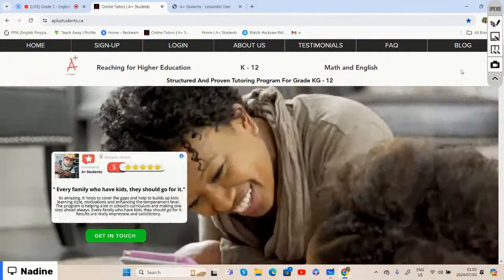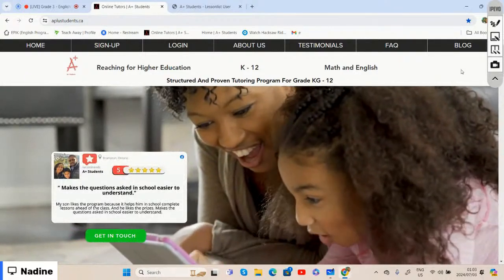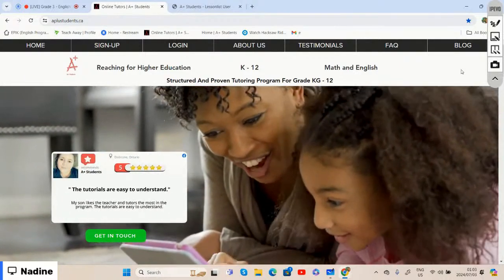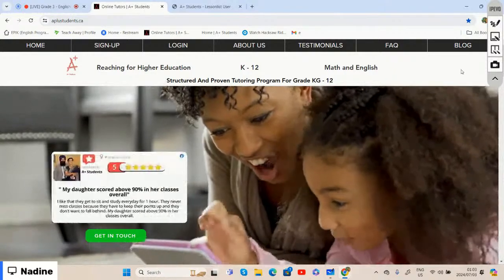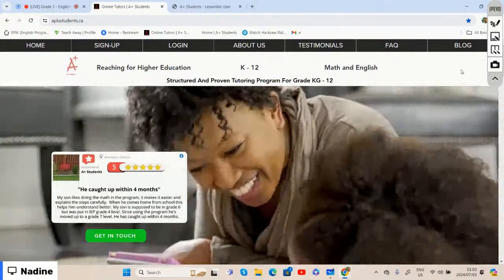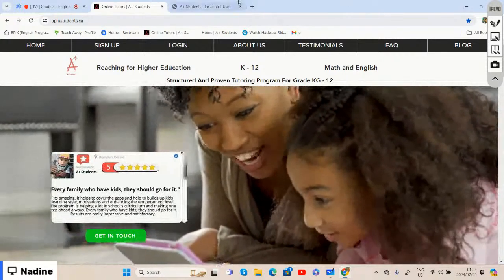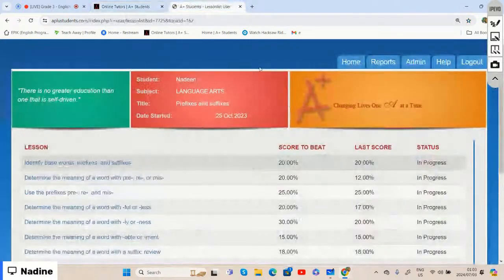So, we are doing the grade 3 English language, prefixes and suffixes, and our subject is English language arts, grade 3. And we're going to scroll down until we get to the chapter of prefixes and suffixes on aplusstudents.ca.